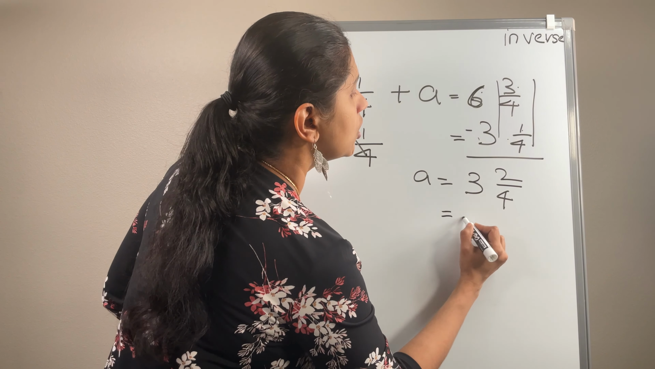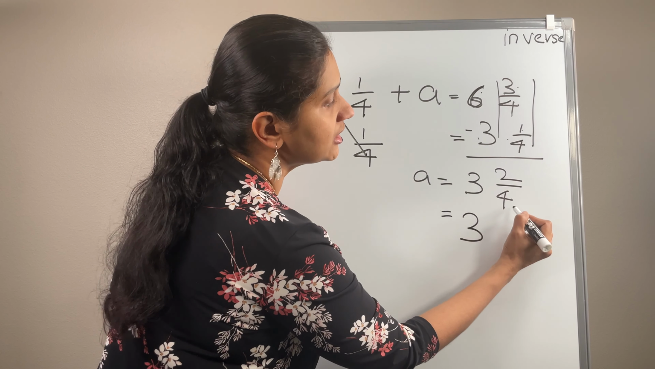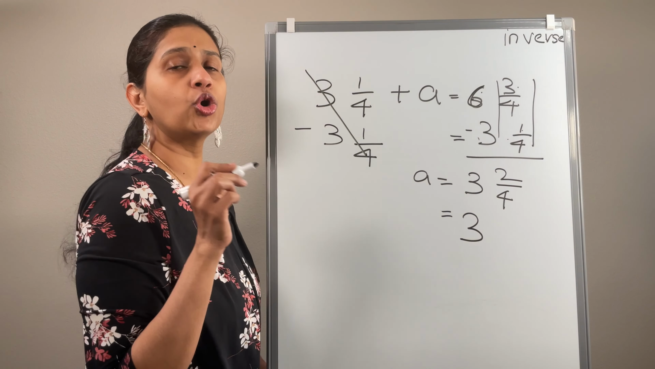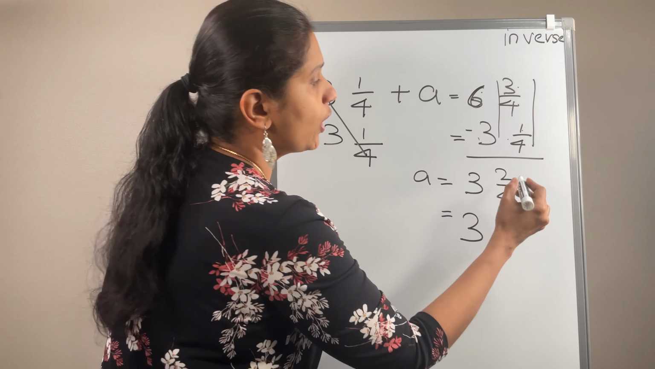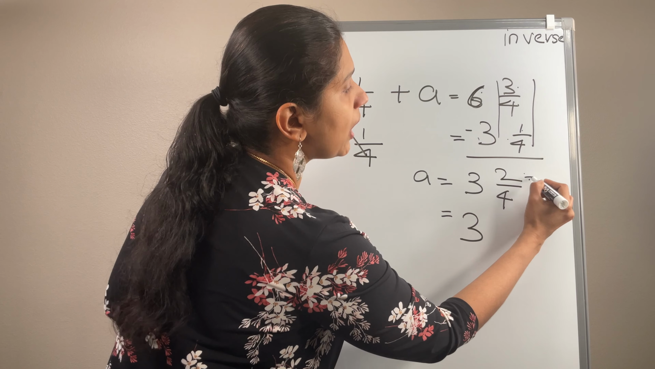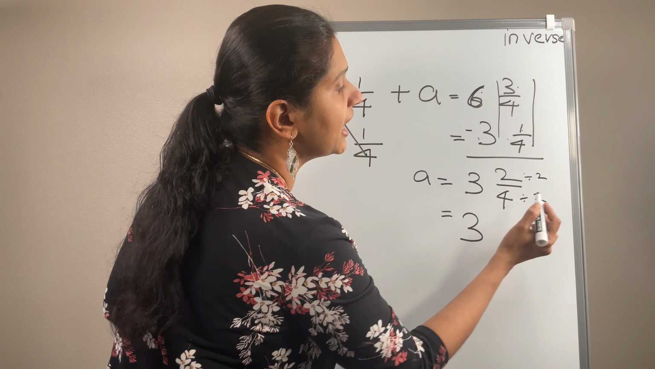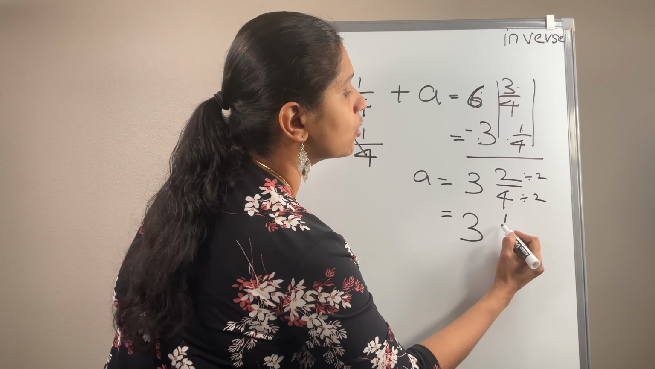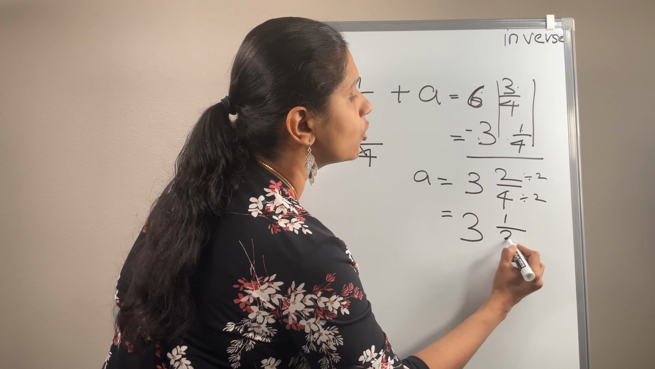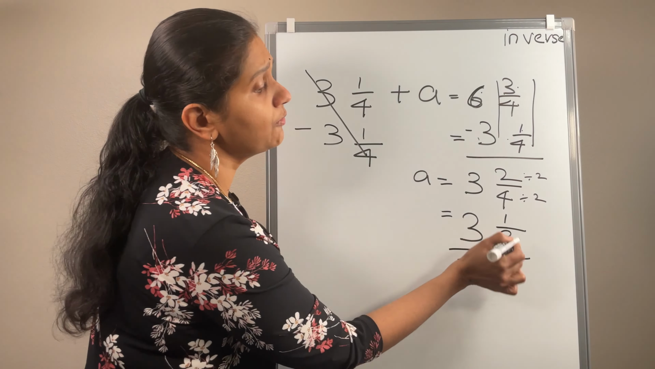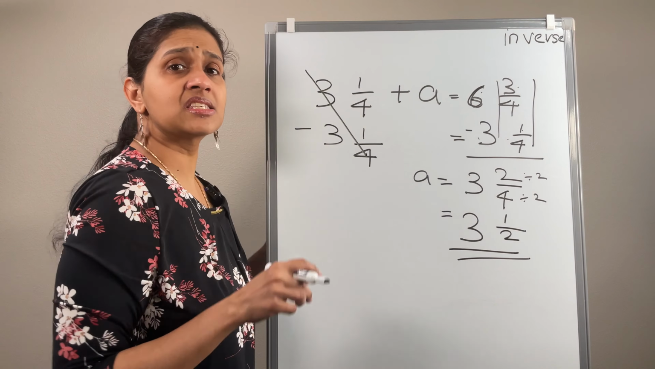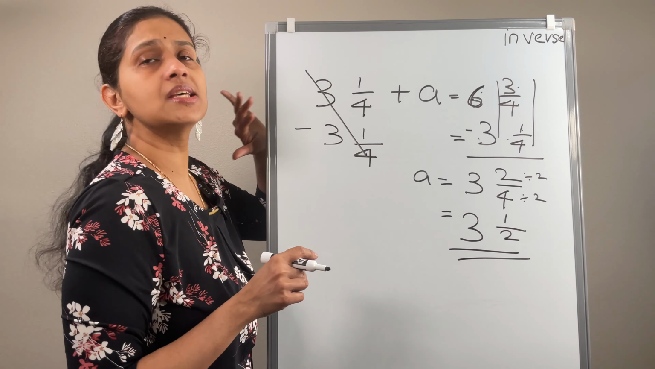Again, you can simplify the 2 by 4. 2 and 4 both are divisible by 2. So, I am just dividing the numerator and denominator by 2. 2 divided by 2 is equal to 1. 4 divided by 2 is going to be equal to 2. So, 3 1 by 2 is the mixed fraction solution for this equation.